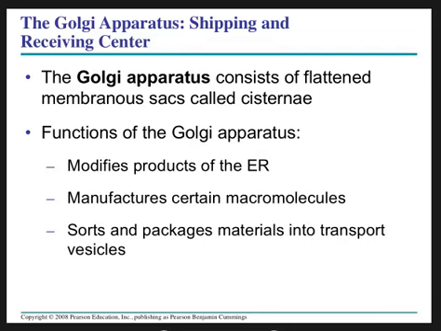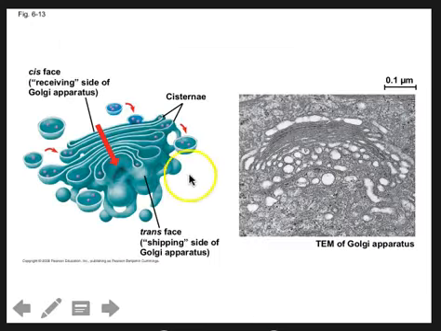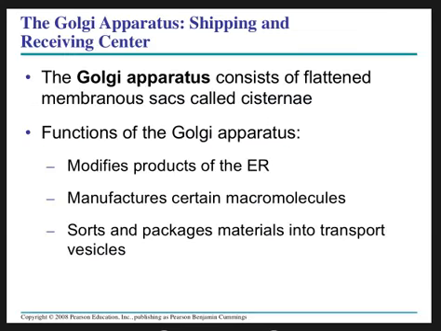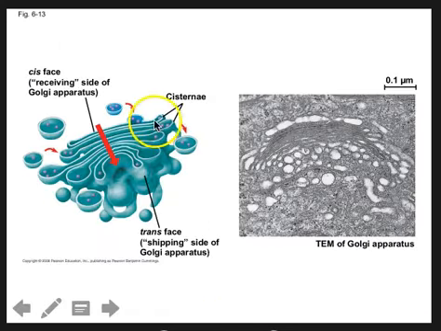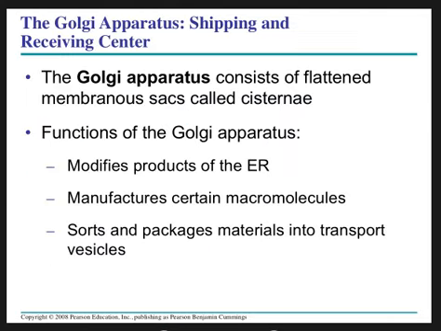Golgi apparatus. The Golgi apparatus is made up of flattened membrane stacks. You'll hear a lot of people refer to it as a stack of pancakes. It has those stacks. Those stacks or those folds, those flattened things, are called cisterna. Plural is cisternae. The job of the Golgi apparatus is like a pack and ship.